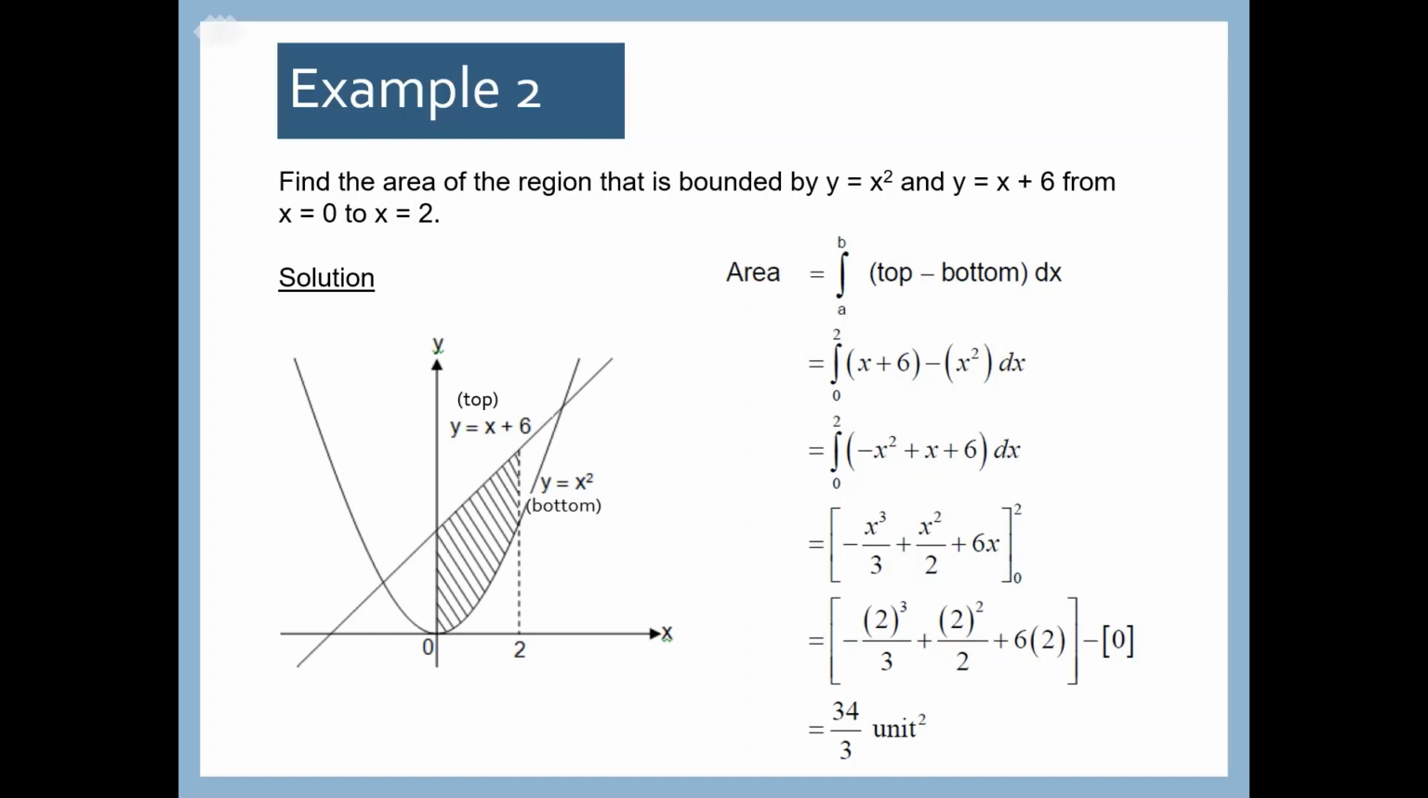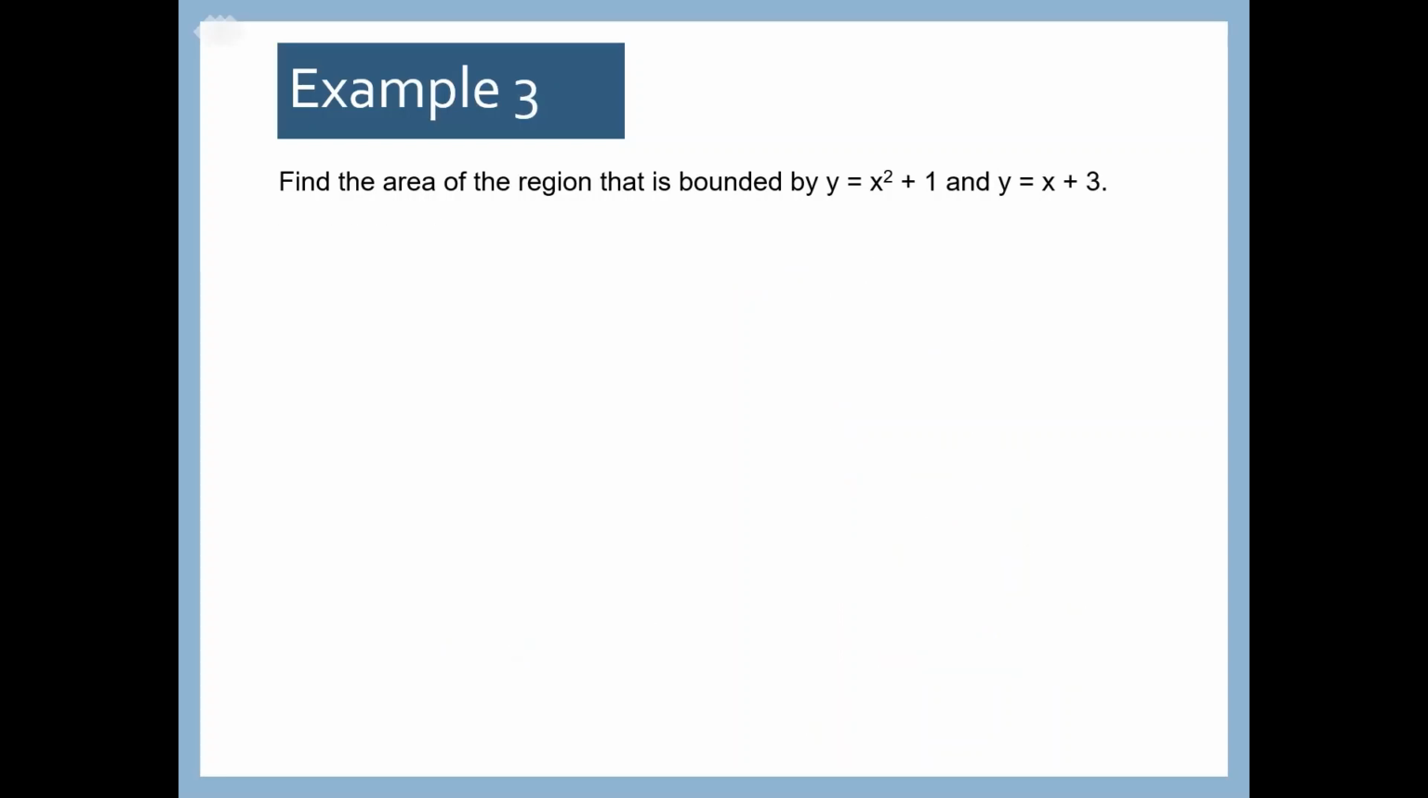Minus these two functions and simplify, you will obtain negative x squared plus x plus 6. Integrate with respect to x over the interval 0, 2 and simplify, you will obtain 34 over 3 unit square as the final answer.